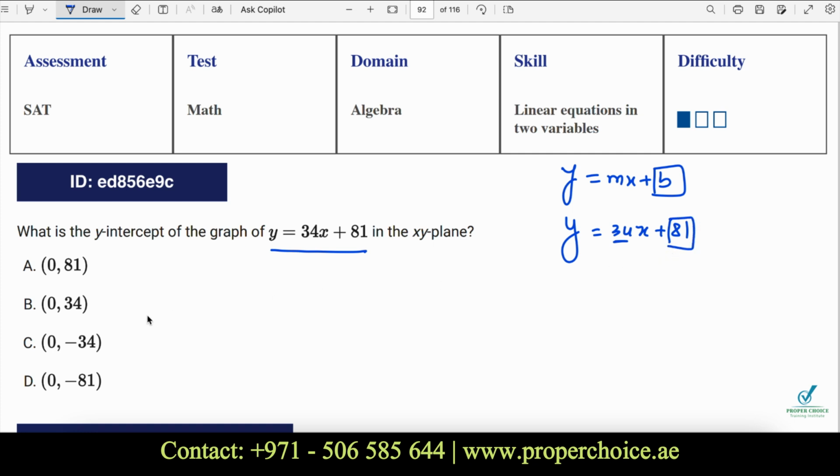So 81 is the y value and the x value should be 0. Whenever I say y-intercept, x is going to be 0. So the point here is going to be 0, 81. This is the point where the line crosses the y-axis. So A is the right choice.